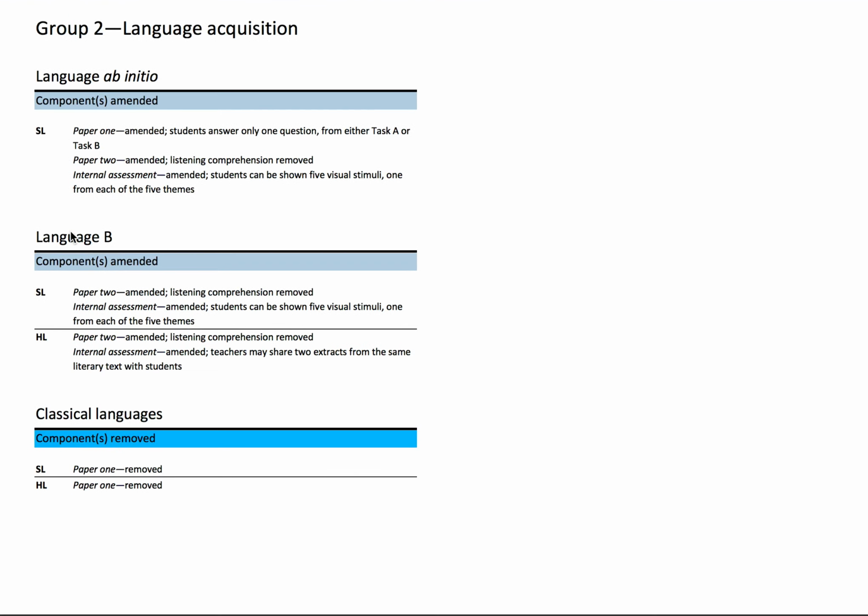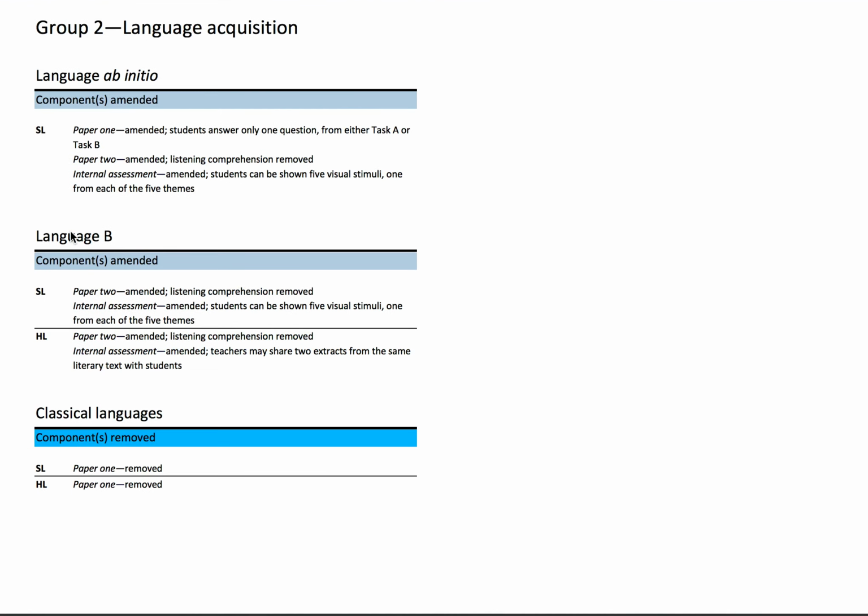Then now let's look at Group 2, which would be language acquisition. In Hong Kong, most of the time, they'll be doing Chinese. They may do Spanish, French. So language ab initio or just language B. Now here you will see they did not remove any papers.